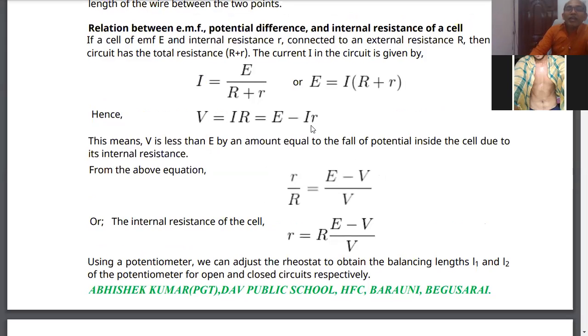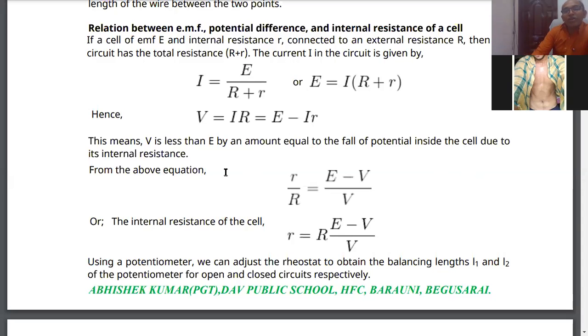Here we understand that R can never be zero and I can never be zero because I has to be constant. Then V equal to E minus Ir. So potential difference becomes a little bit less than the EMF of the cell because of the presence of internal resistance. Ir is equal to the fall of potential inside the cell due to the internal resistance, which arises because of the materials or chemicals used in forming or designing the cell.